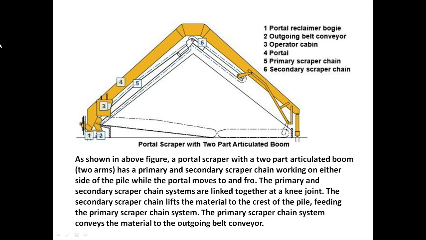The primary and secondary scraper chain systems are linked together at a knee joint. The secondary scraper chain lifts the material to the crest of the pile, feeding the primary scraper chain system. The primary scraper chain system conveys the material to the outgoing belt conveyor.